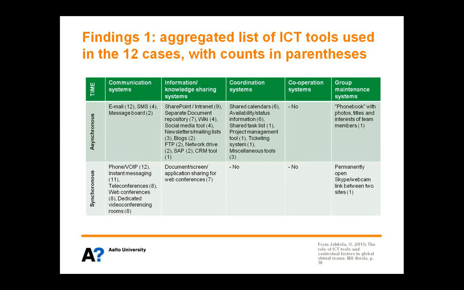the tools they are using for communication, for information and knowledge sharing, for coordinating their work, for cooperating in their work, and for maintaining a group spirit in their team. We can't go into details, and the frequencies in numbers in parentheses show the frequency of tool use. So for example, email (12) means that in all of these cases emails were used. But overall we can see that there are very basic tools in use, and mainly very traditional ones.